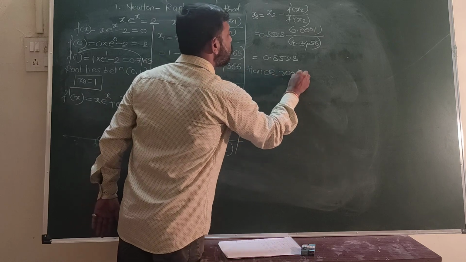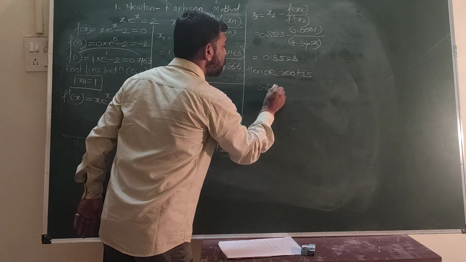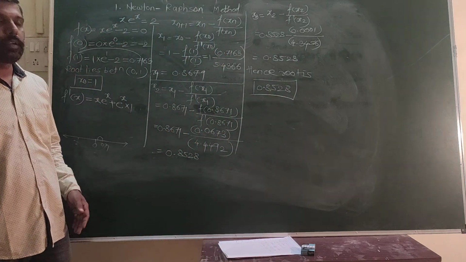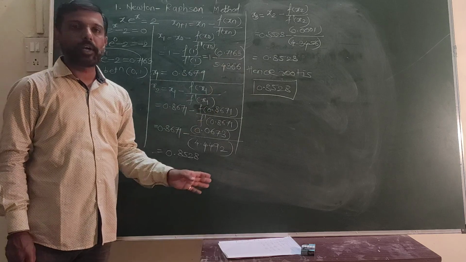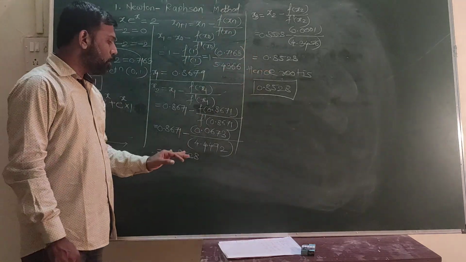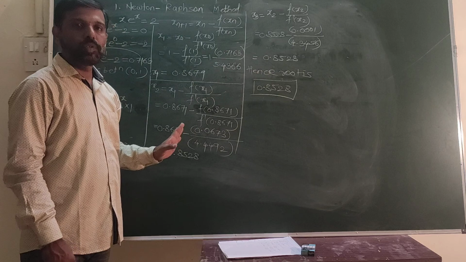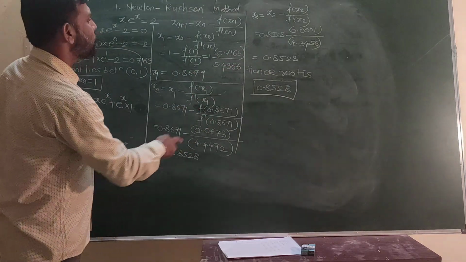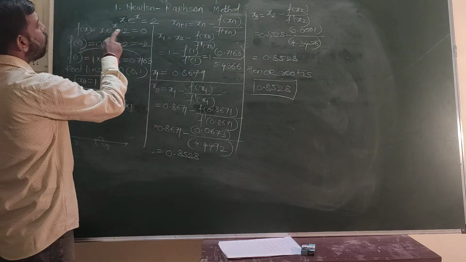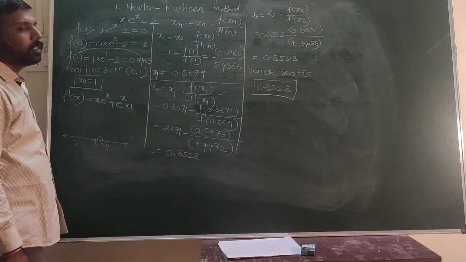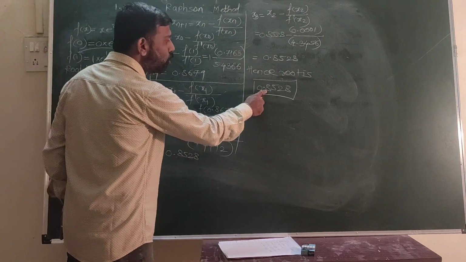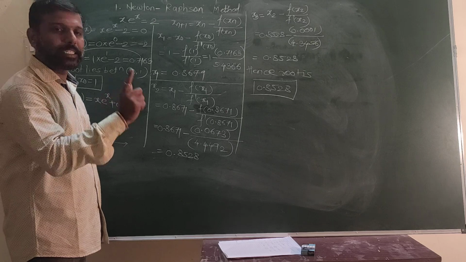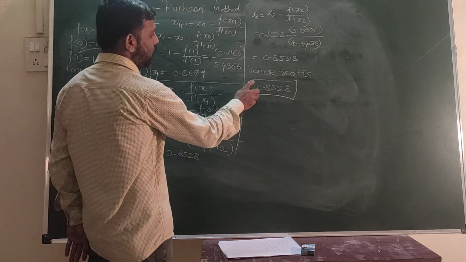Hence, the root is as found. So this is our discussion. In this problem we concluded up to only the third approximation, because by comparing these two we have corrected up to 4 decimal places. This is the root of the given equation x e raised to x is equal to 2. This is a real root and this is an approximate root. This is not an exact root of the given equation.